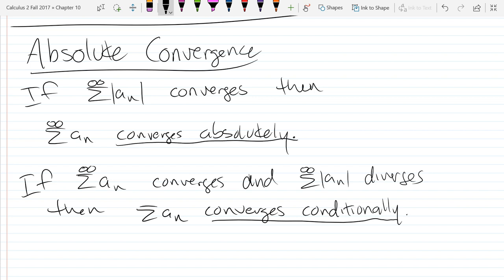So all the series that we looked at, pretty much in the other sections, converged absolutely. They were already positive. So the only ones that converge conditionally are the ones where you needed the alternating series test to get convergence.